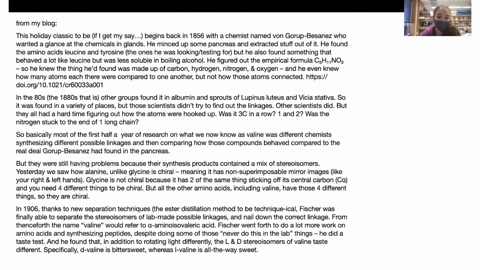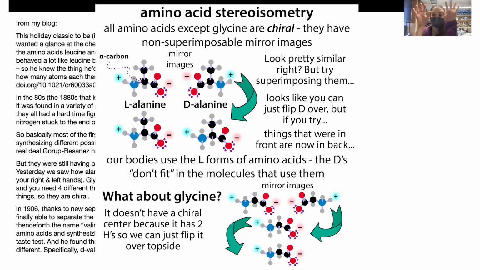But they were having problems because their synthesis products contained a mix of stereoisomers. And remember we talked about how stereoisomerism is kind of like handedness, where you can have things with the same connectedness, but different orientations in space. So kind of like your right hand and your left hand are mirror images, but you can't superimpose them. So basically in our bodies, we all use the L form, but when you synthesize it in a lab, you get this mix. And so when they were doing this in the lab, they were getting this mix, and so it wasn't acting quite like just the L alone.